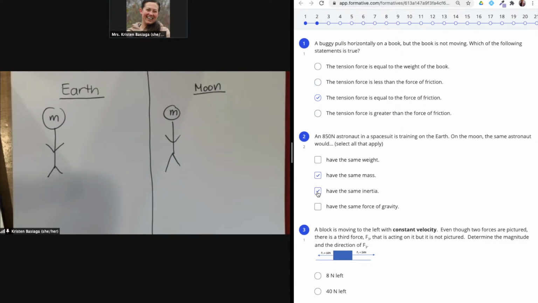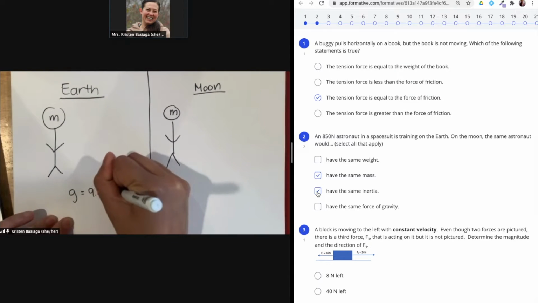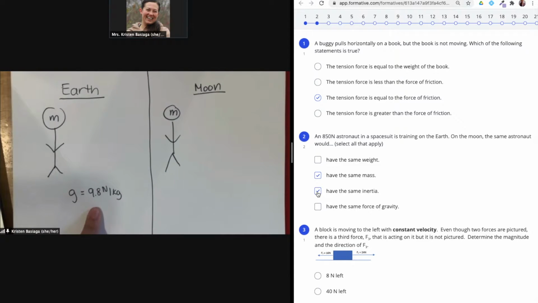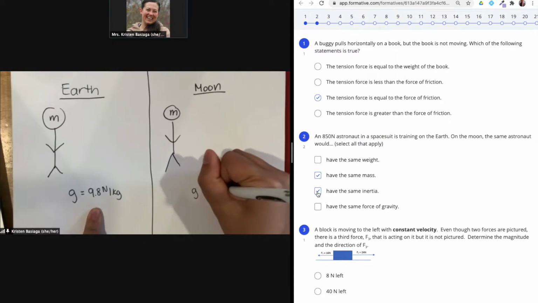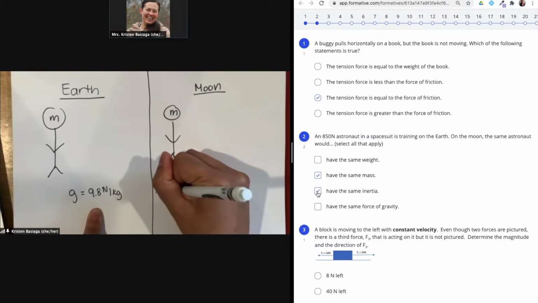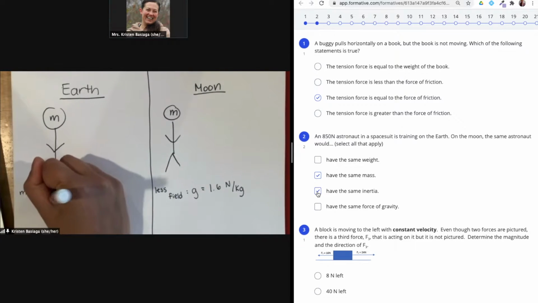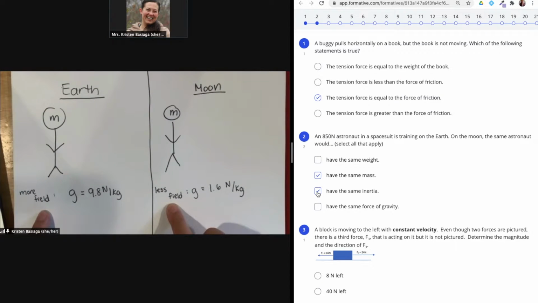But what they're not going to have the same amount of is gravitational field and gravitational force. Remember, gravitational field is the distortion of space around massive objects. On Earth, it's 9.8 newtons per kilogram, but on the moon, it's less. It's only 1.6 newtons per kilogram. The field is the distortion of space near the moon or near the Earth. And it's that field that creates the gravitational force.